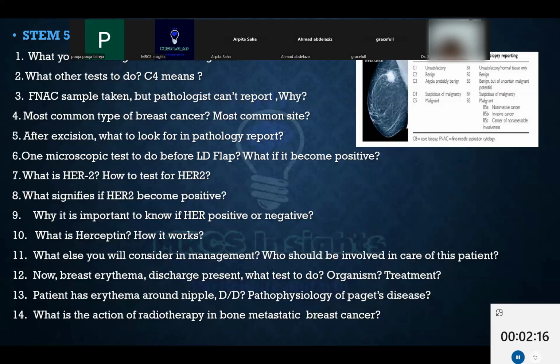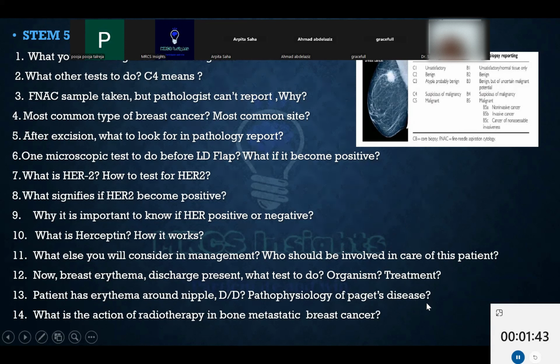Okay, anyone else? Who did this report? The radiologist. And this report? The histopathology department, the pathologist. So radiologist, pathologist, plastic surgeon or general surgeon, and also oncologist. Now the patient has breast erythema and discharge present.